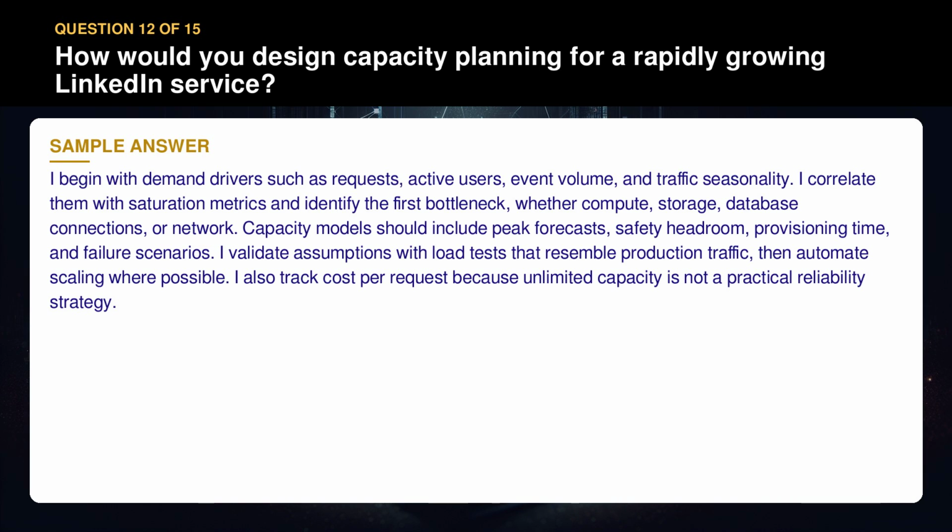I begin with demand drivers such as requests, active users, event volume, and traffic seasonality. I correlate them with saturation metrics and identify the first bottleneck, whether compute, storage, database connections, or network. Capacity models should include peak forecasts, safety headroom, provisioning time, and failure scenarios. I validate assumptions with load tests that resemble production traffic, then automate scaling where possible. I also track cost per request because unlimited capacity is not a practical reliability strategy.